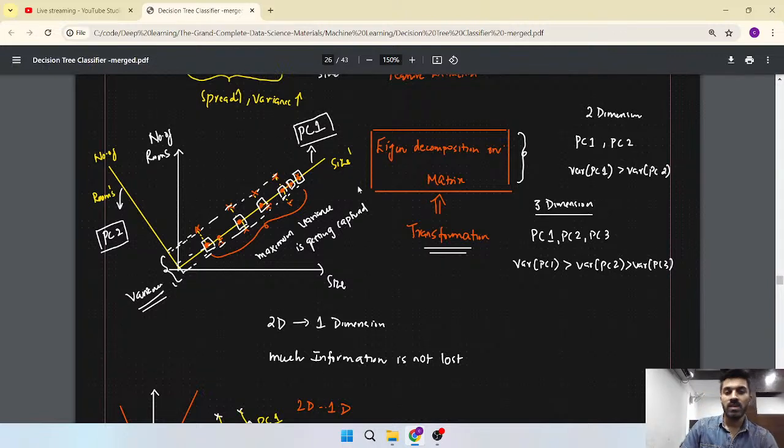So to find the PCA, we will do eigen decomposition on a matrix. How is eigen decomposition done? There's some transformation done. You have learned this, I think, in algebra. There's some eigenvalue decomposition being done. That's the same thing we have to do in PCA.